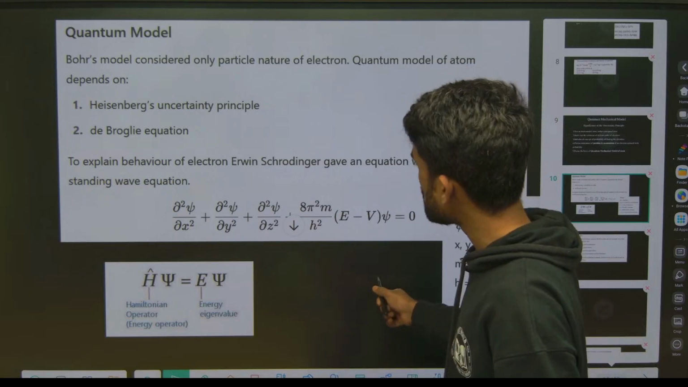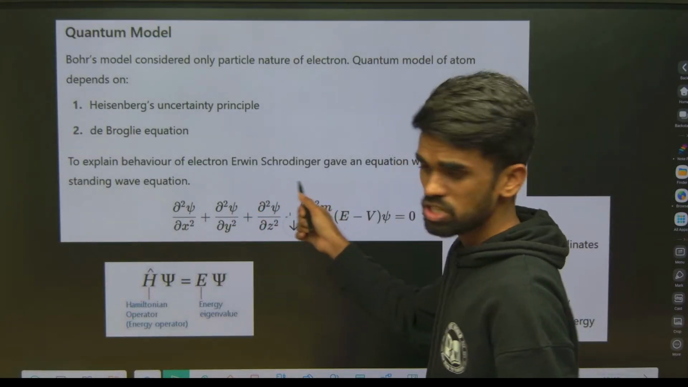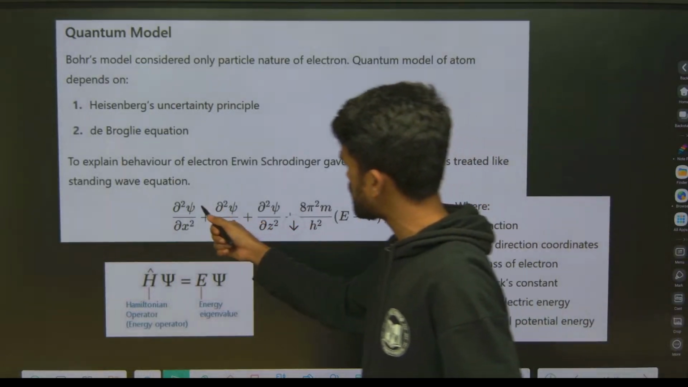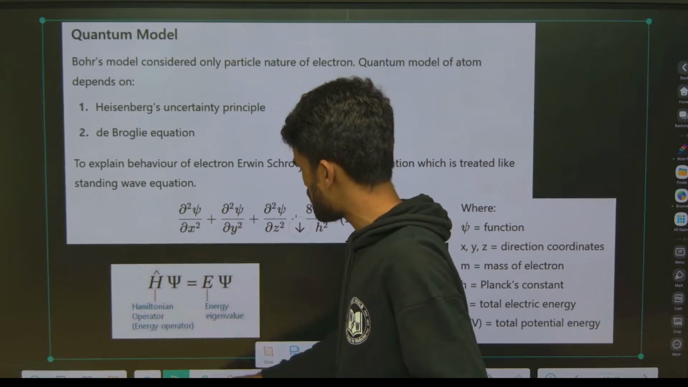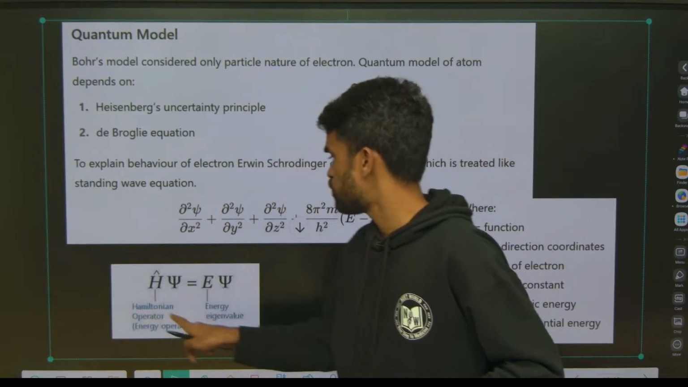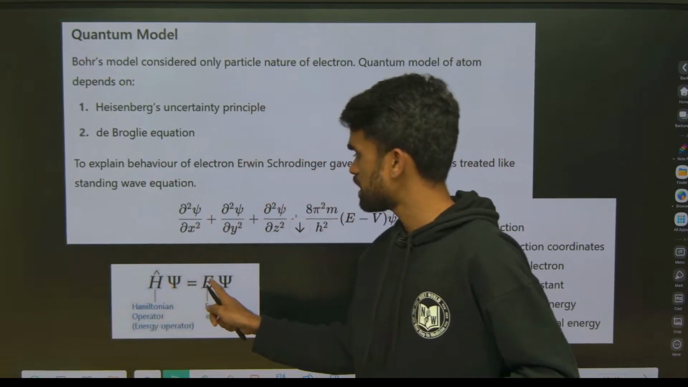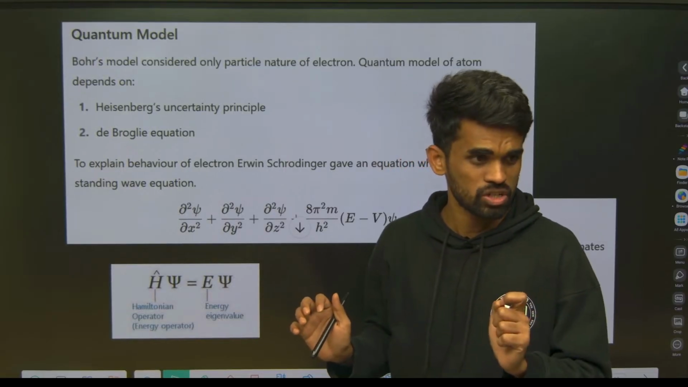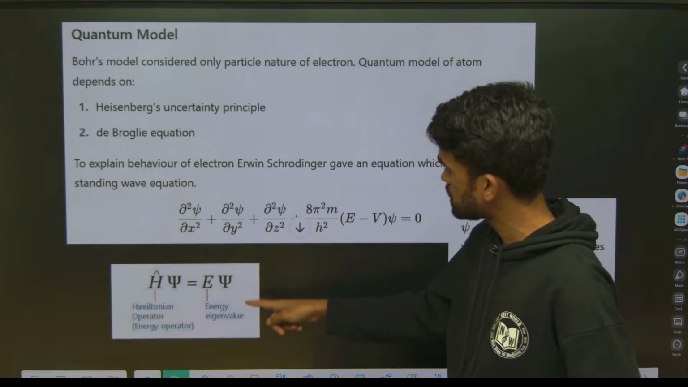So this is the Schrodinger wave equation. Upon solving this, see here they have indicated something called psi. What do we mean by psi here? It's a wave function. This is a reduced form, you can say Hψ = Eψ. They will ask which of the following is a Schrodinger wave equation, so these two equations you need to remember.